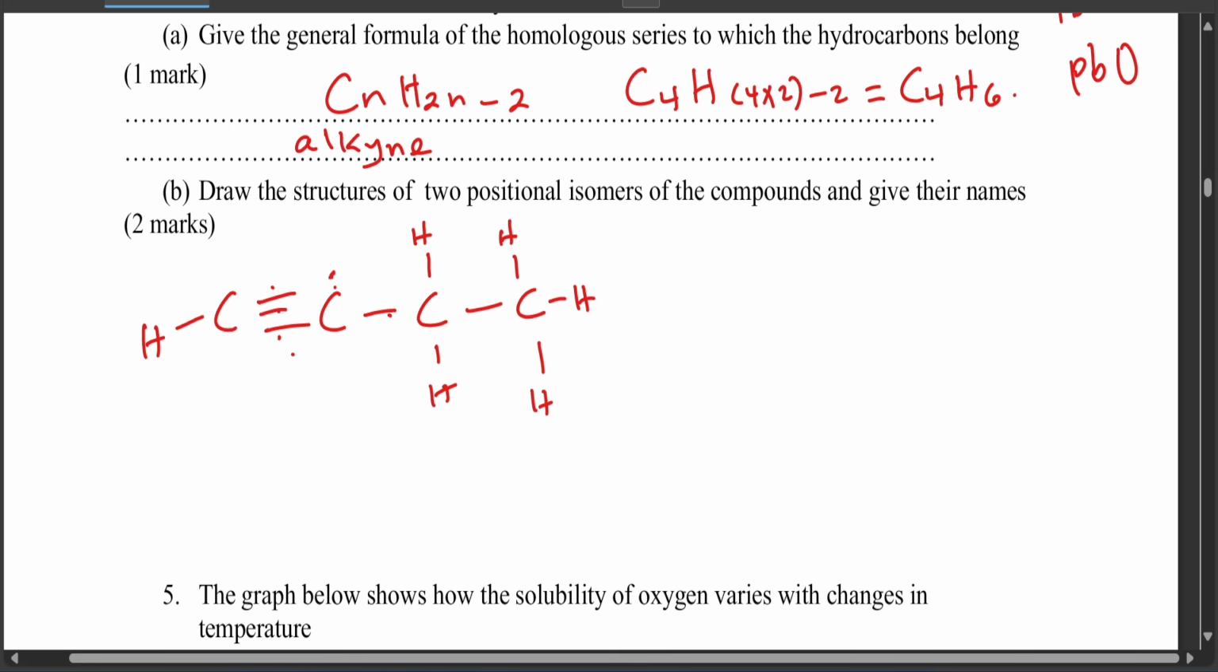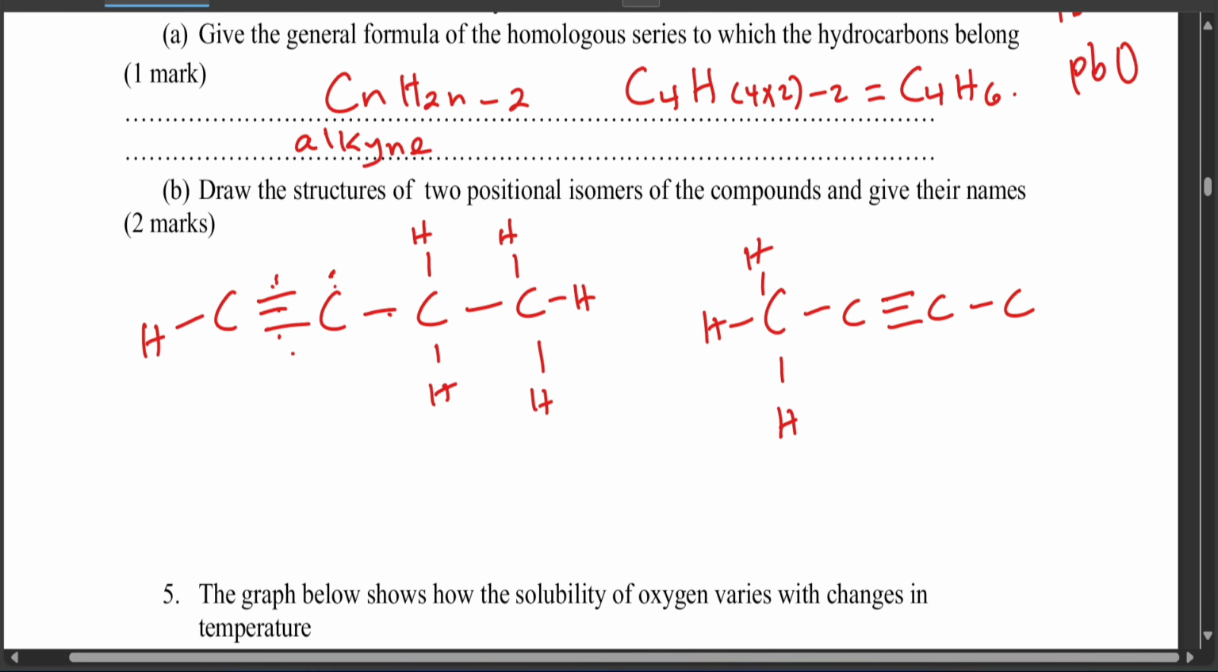Let's draw another one. We just put this to the other side. So C, C, C, C. And we put the triple bond in the second carbon, which is here. So here will be 3 hydrogens. For this case, we can't put hydrogen. For this case, we also can't put hydrogen. So let's put hydrogen in the last position.